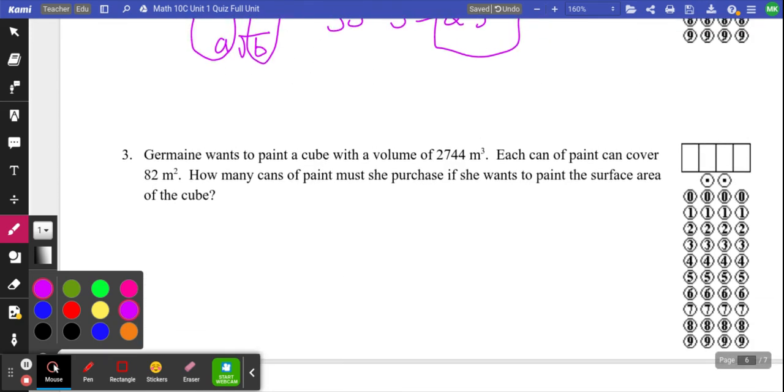Last one. Jermaine wants to paint a cube with a volume of 2,744. Each can of paint covers 82 meters squared. How many cans of paint must she purchase if she wants to paint the surface area of the cube? Okay. How are we going to get from volume to surface area? So if you had a cube, I'll do a terrible attempt at drawing a cube.